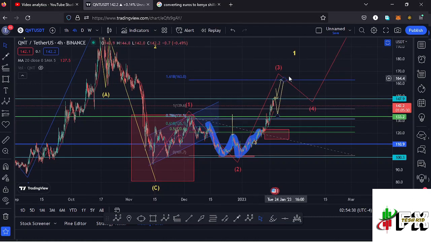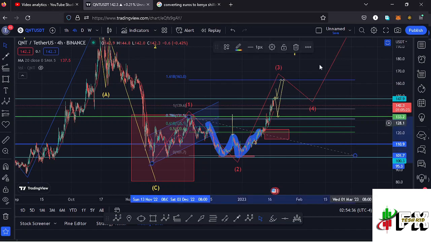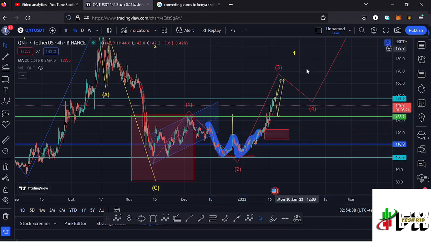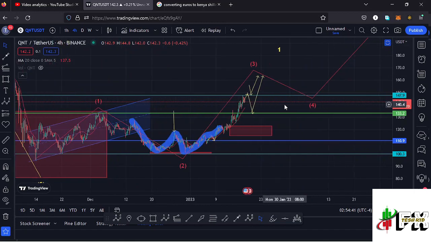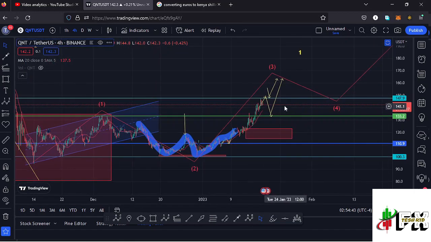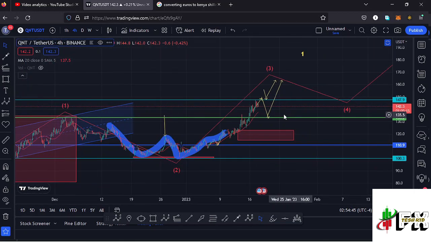And that is the minimum that I'm expecting this wave 3 to the upside to do, and that is what I'm expecting to play out on the short-term scenarios. And to also give you support of that movement here on the Quant chart, I'll be giving you other short-term scenarios that I'm expecting to play out, basing it on the key areas of support and resistances.